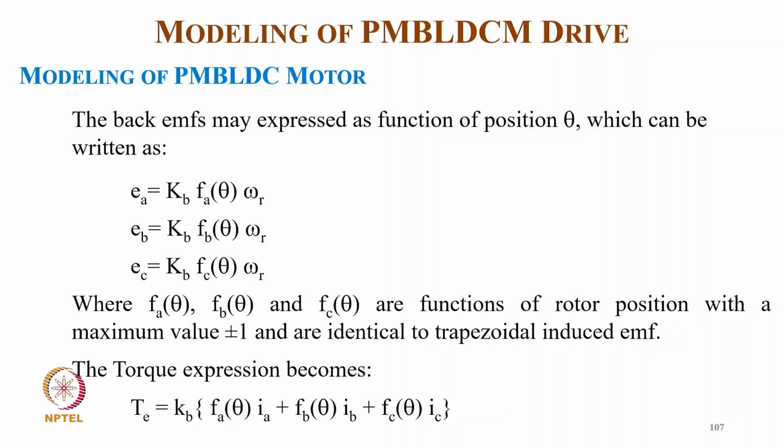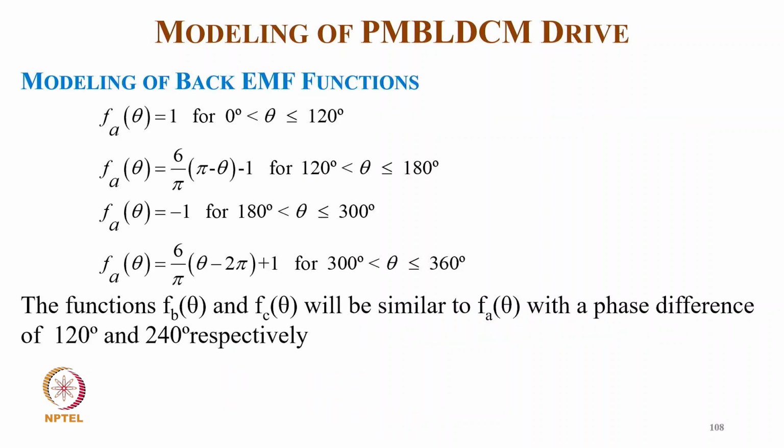So for that, back EMF may be expressed as a function of position, which can be written as EA equal to KB FA(theta) omega r, EB equal to KB FB(theta) omega r, and EC equal to KB FC(theta) omega r, where FA, FB, FC are the functions of rotor position with maximum value plus minus 1, and are identical trapezoidal waveforms with a phase shift of 120 degrees. The torque expression now becomes, when you put the value of back EMF, T equal to KB (FA IA plus FB IB plus FC IC).